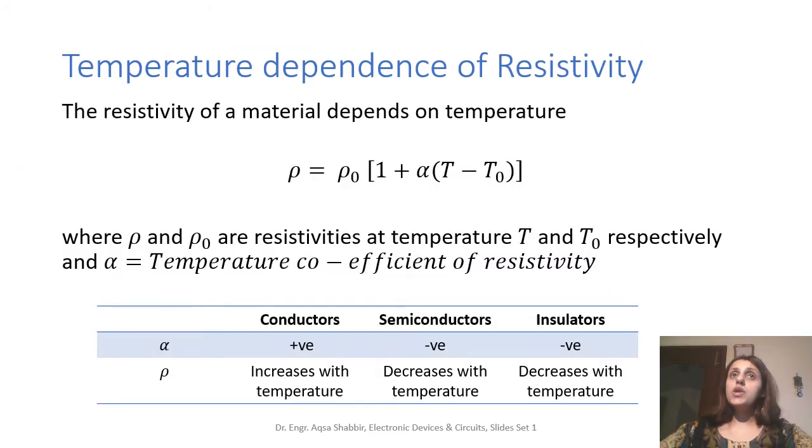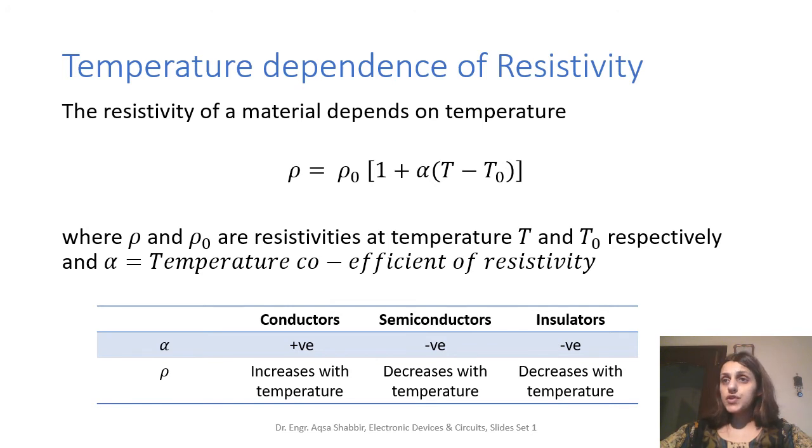So over here, we look at the effect of temperature on the resistivity of a material. The resistivity of a material depends on the temperature. The resistivity rho is equal to rho naught, 1 plus alpha multiplied with T minus T naught, where rho and rho naught are resistivities at temperature T and T naught respectively. Alpha is the temperature coefficient of resistivity.